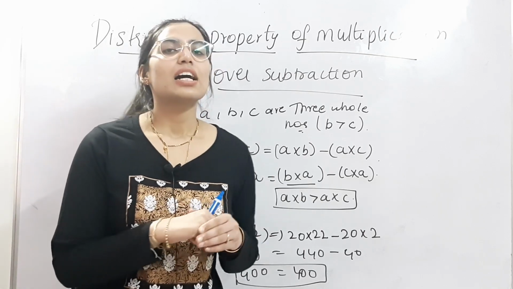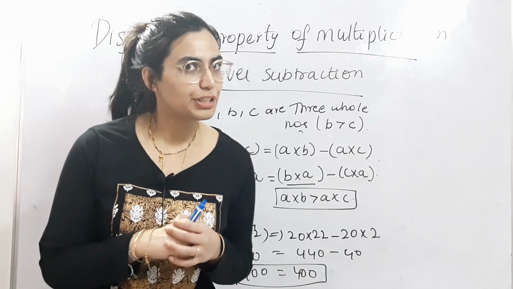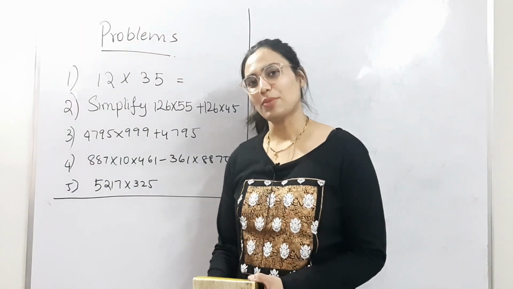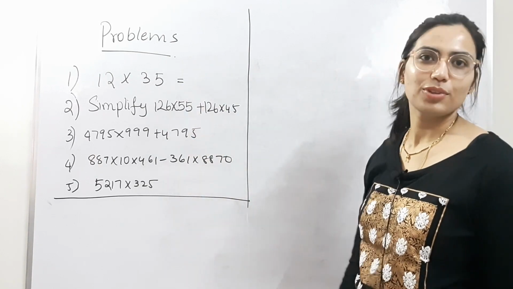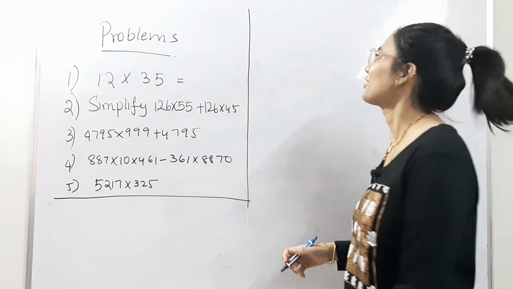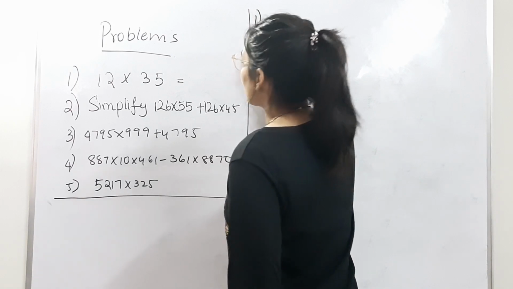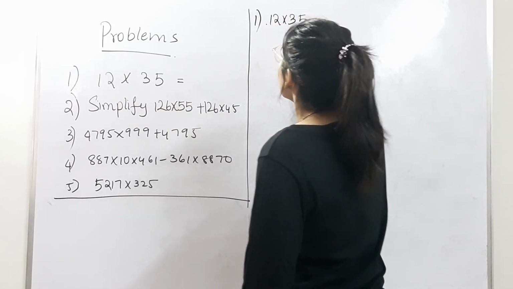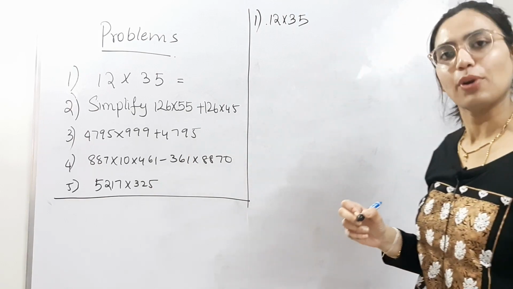Now let's see a few exercise problems of the distributive property and its application. Now let's see how to solve these problems. I have written 5 problems on the board, so let's tackle one problem at a time. The first problem is 12 into 35. Remember, for these we need to use the distributive property.